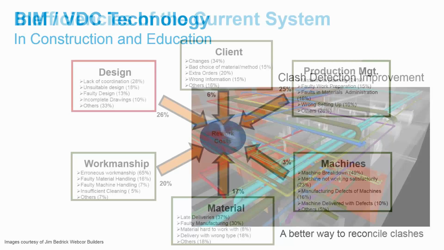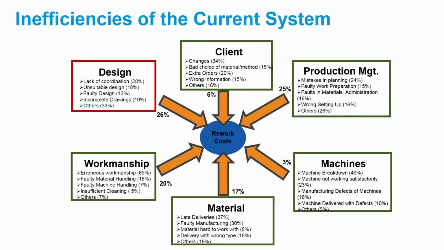As far as the inefficiencies of the current system, using connected BIM allows us to reduce rework costs by 26%. And that rework cost in the design area, 28% of that 26% is lack of coordination. Unsuitable design is another 18%. Faulty design is 13%. And you can see the rest there.